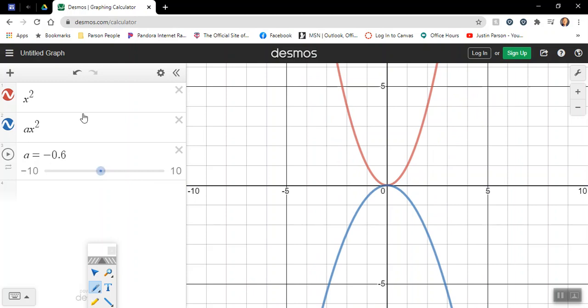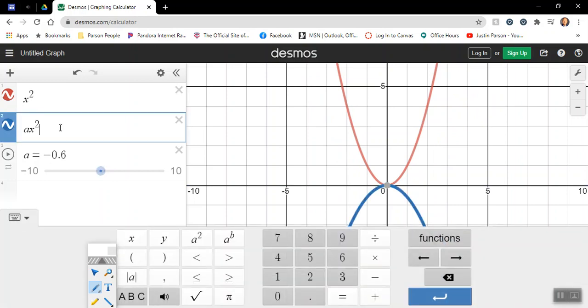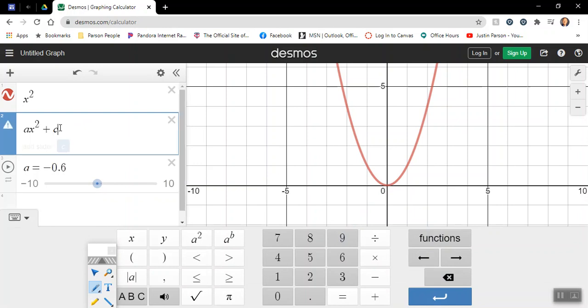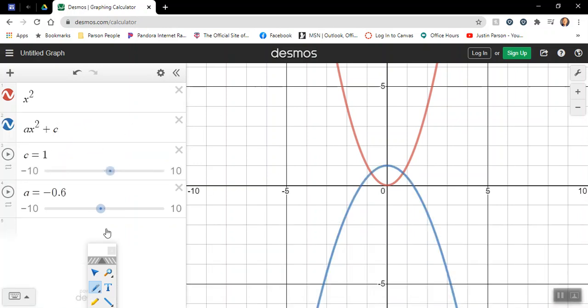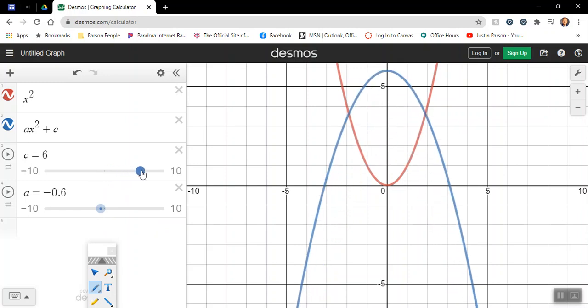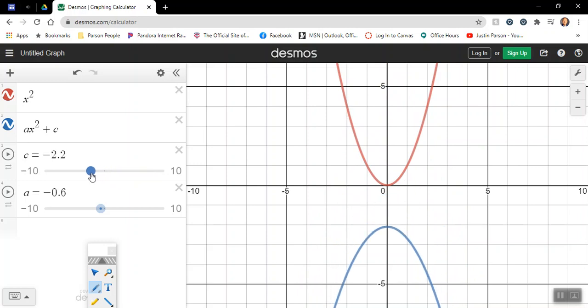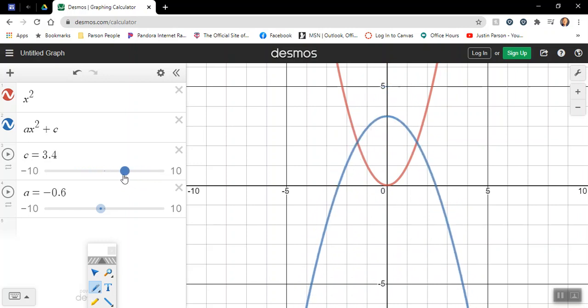Okay, now tomorrow we're going to talk about adding in values of C like this. And we're going to talk about what C does to this right here. So if I go back, tomorrow it's going to be very simple. The C value, watch the blue graph right here. If I make C bigger, what happens? Slides up. If I make C smaller, where does it go? Slides down. Okay, and we're going to talk about that a little bit tomorrow. So I think you'll catch on to that quickly.